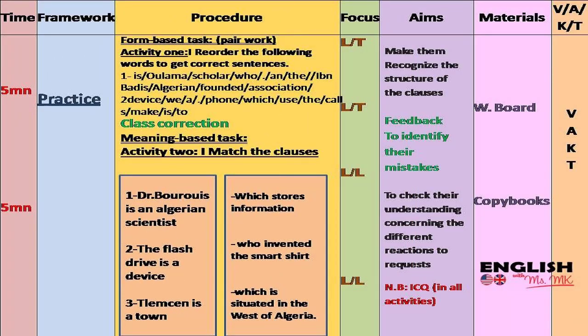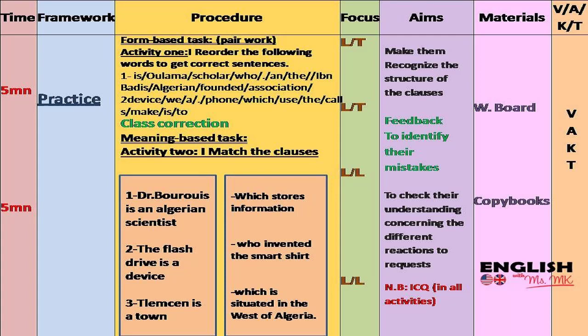So preparation, I gave them a text. Then presentation, I interacted with them, and then I presented the items on the board. I made them isolate and analyze. Then I stated the rule, and then I moved to practice.